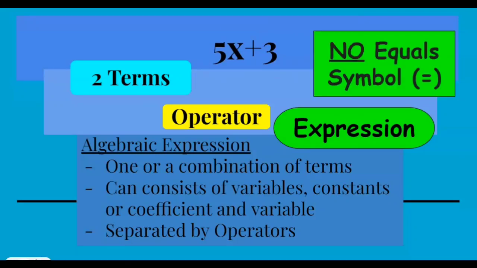And if we look carefully, we realize that even though we have an expression here, we do not have an equal sign. So for it to be an expression, there should be no equal sign. Just like for it to be an equation, we must have an expression being equated or being the same as another expression.